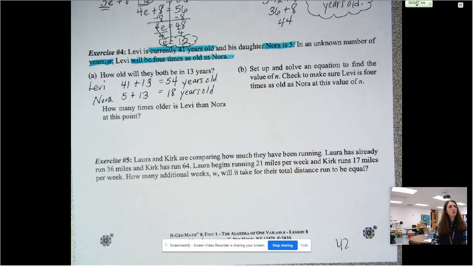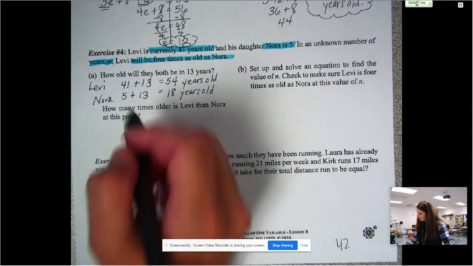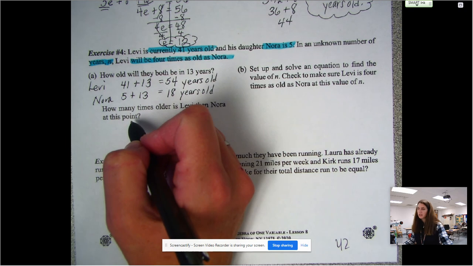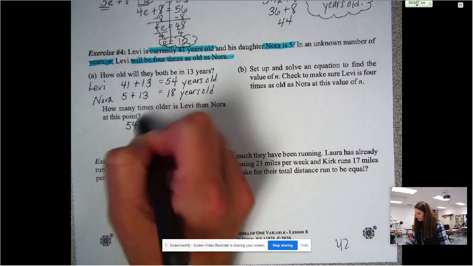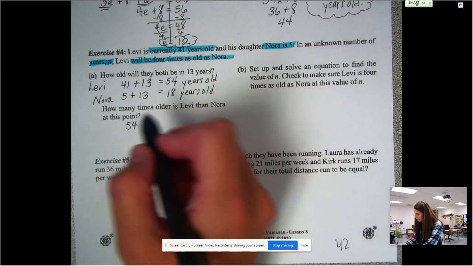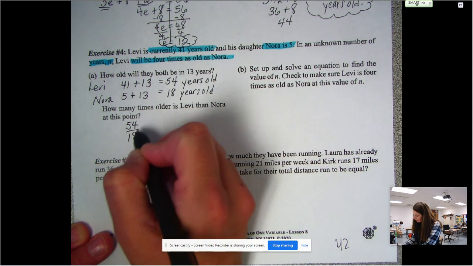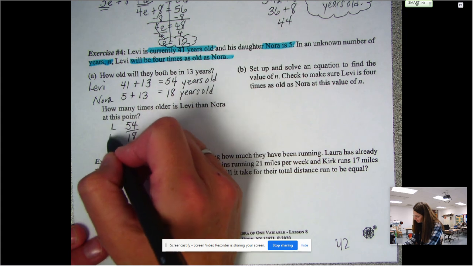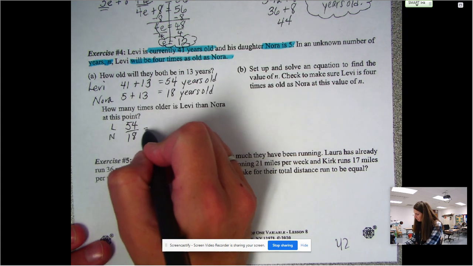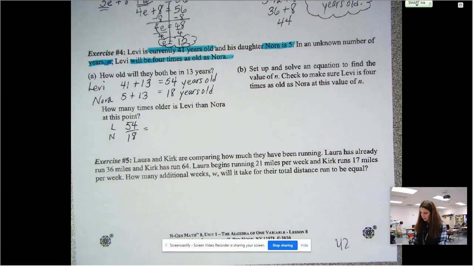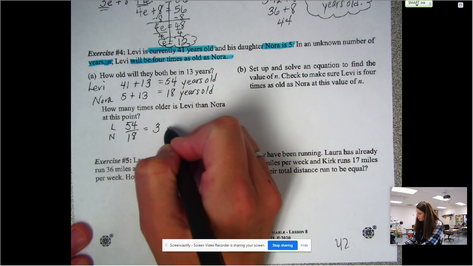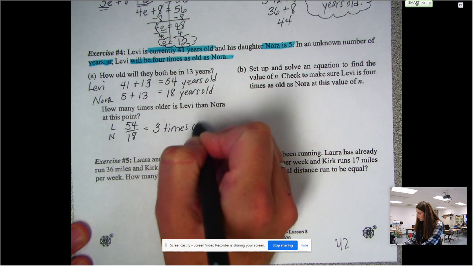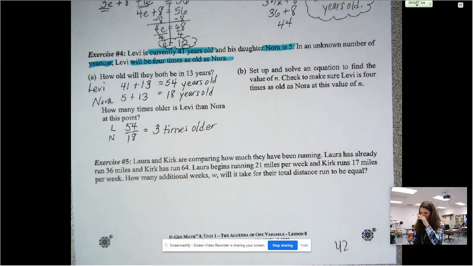How many times older is Levi than Nora at this point? So to find out how many times older he is, we're going to take how old he is 13 years from now and divide it by the 18. So we're dividing Levi by Nora. Let's see, 54 divided by 18 will give me 3. So he is 3 times older at this point.